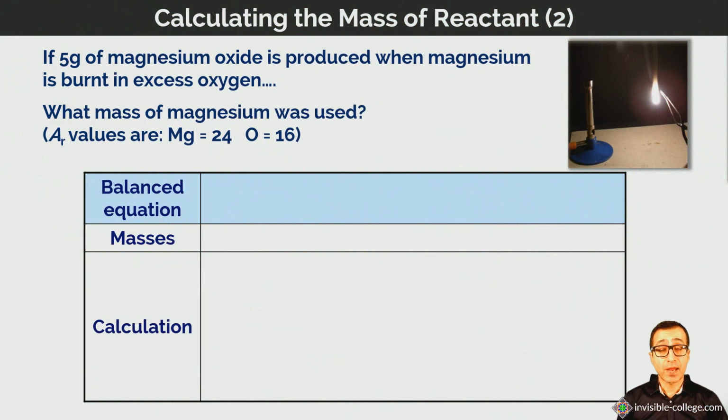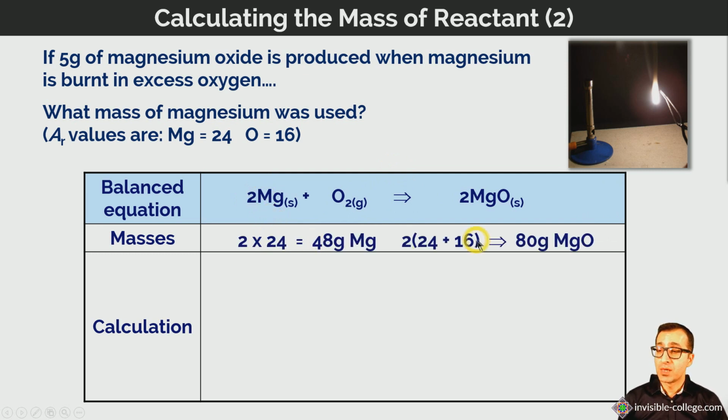Okay, so here's how we do this. Again, we have to start with the balanced symbol equation. Again, it's one that we've seen before. So in this case, if we imagine that we had 2 moles of magnesium, this would give us a total mass of 48 grams of magnesium. And because the ratio of moles is 1 to 1 here, we would produce 2 moles of magnesium oxide.